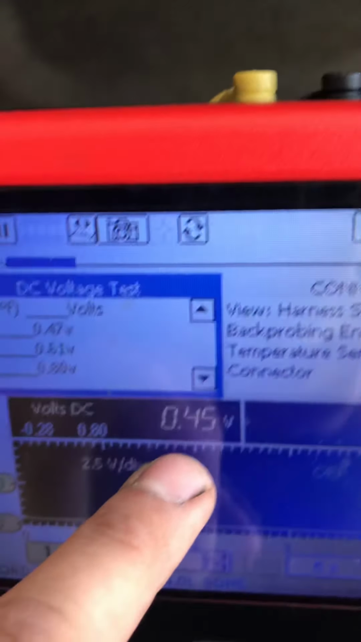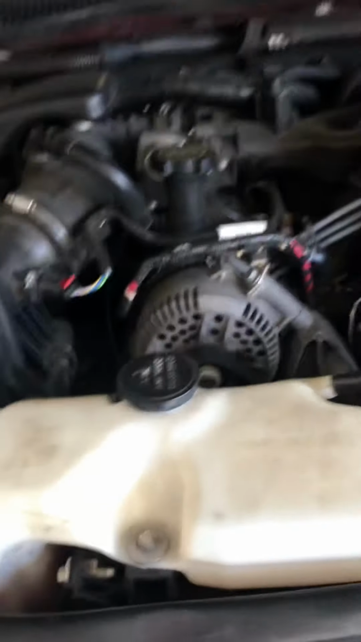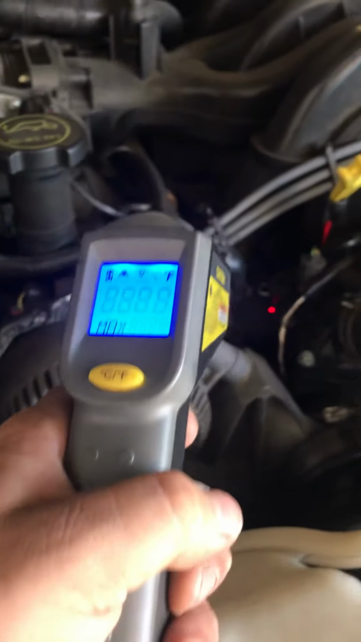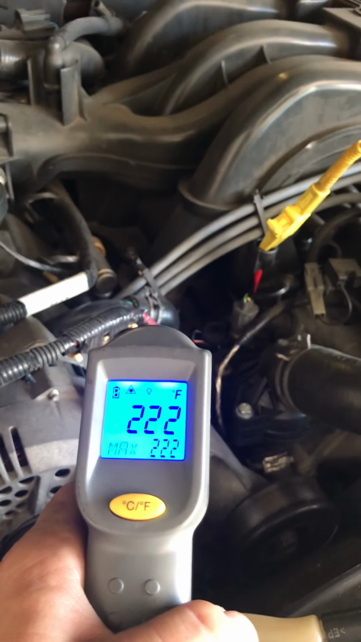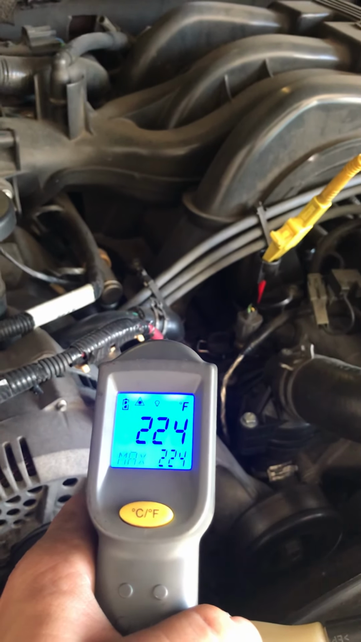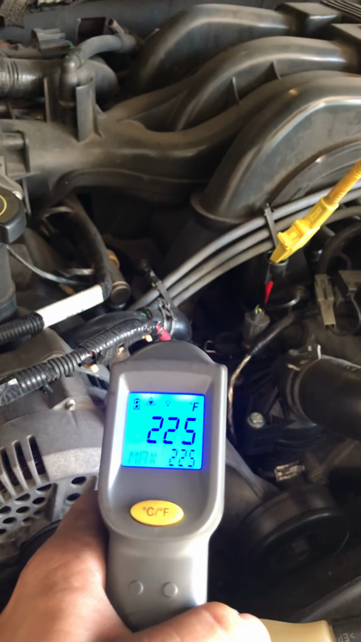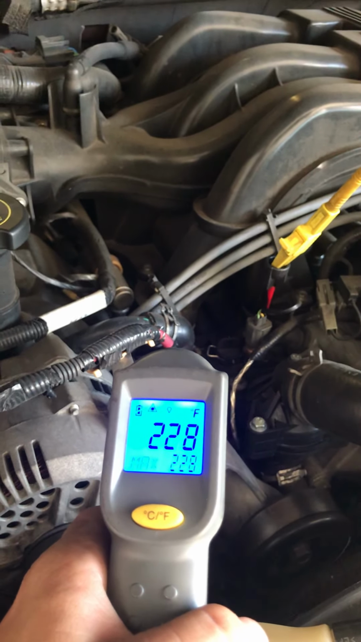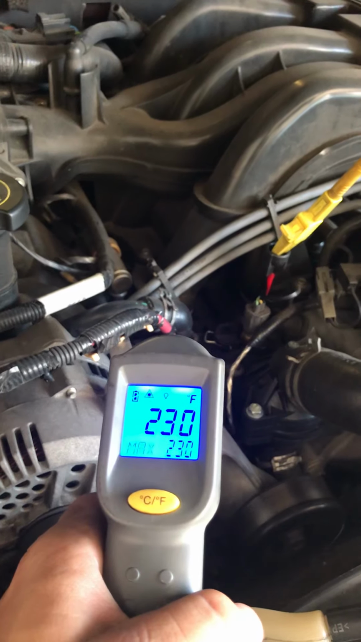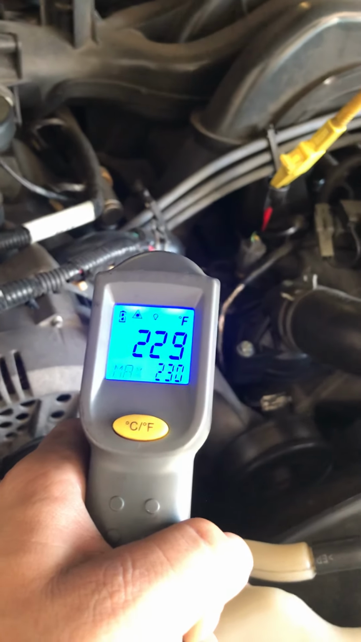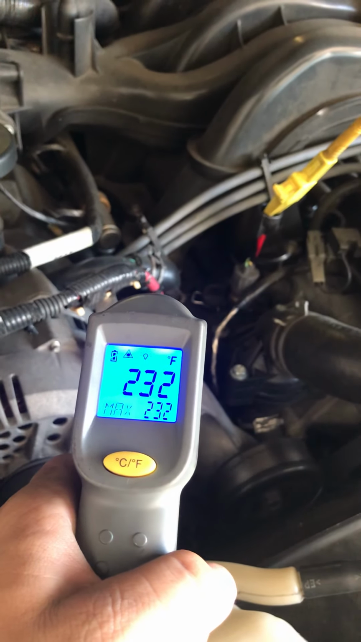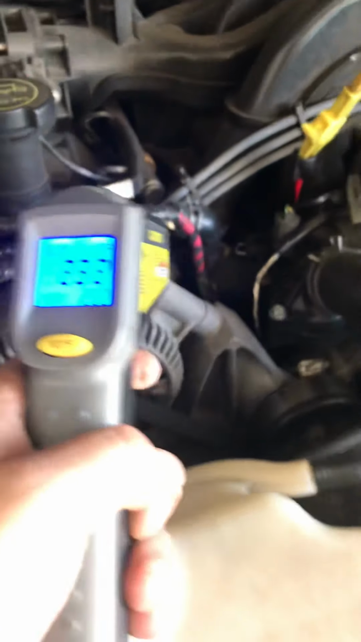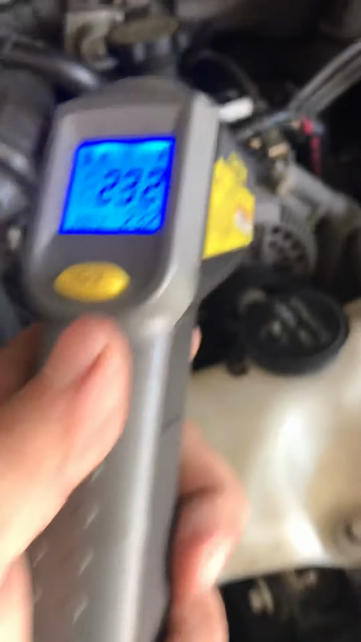So now the voltage is dropping some more. Dropping more means it's getting hotter. Going up. Still going up. Yeah, it's going up.